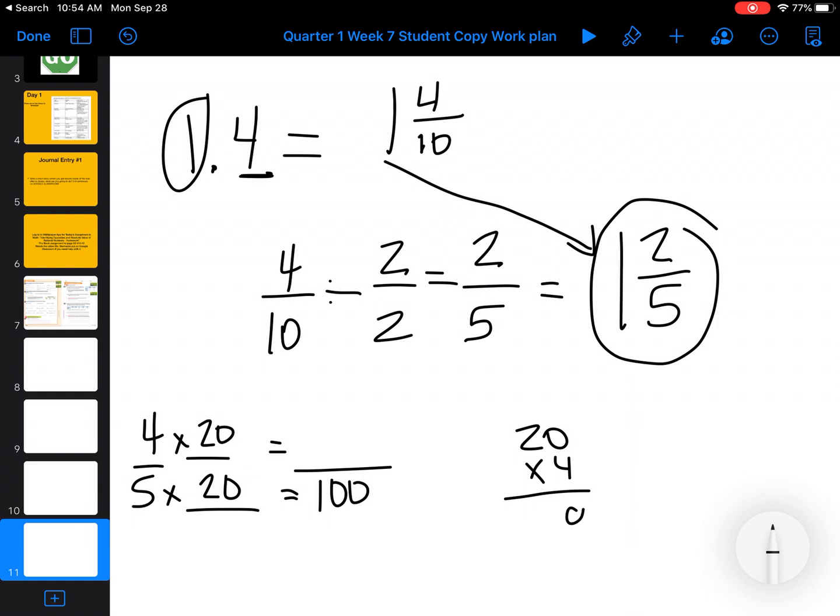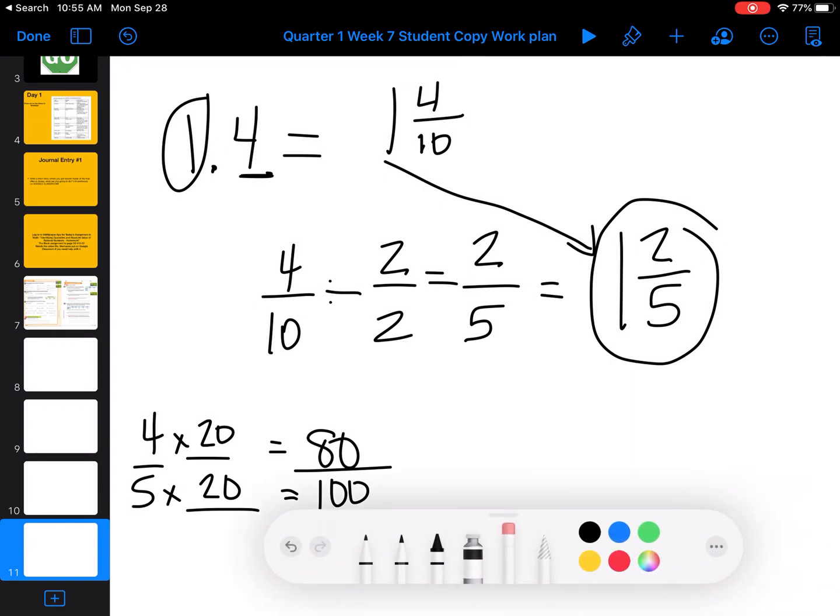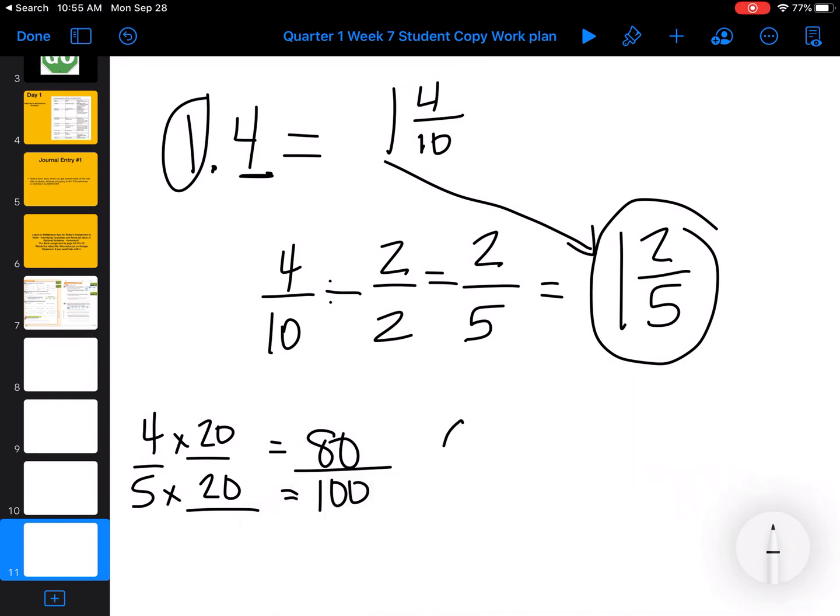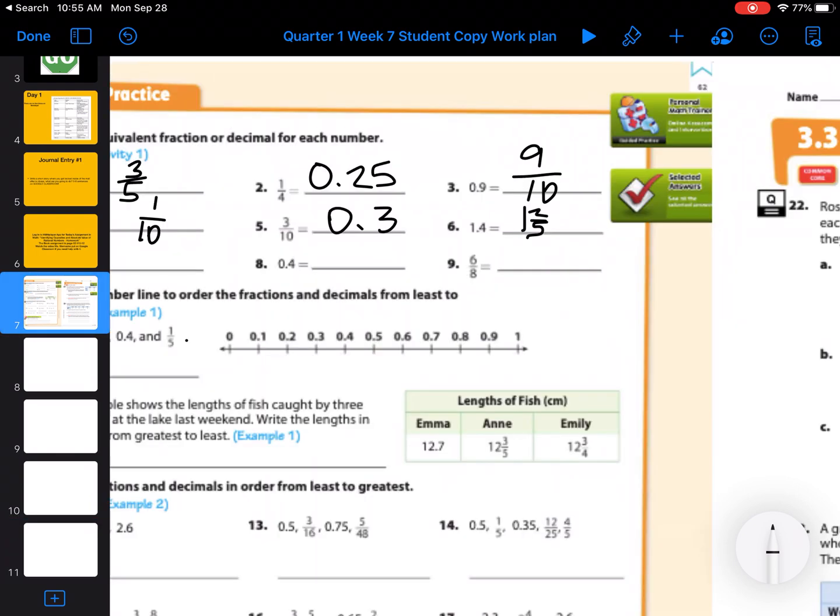4 times 0 is 0. 4 times 2 is 8. So I have 80 over 100, and remember, I am not done. I need to now write that as a decimal, which would be 0.80, because the 0 would go in the 100th spot, so I write the full 80. So 0.80. Now my next one is 0.4.